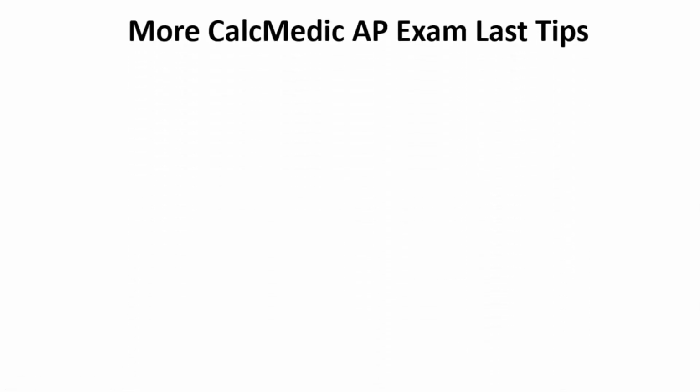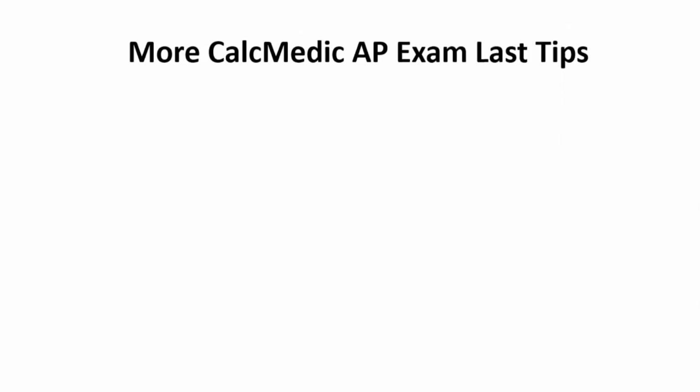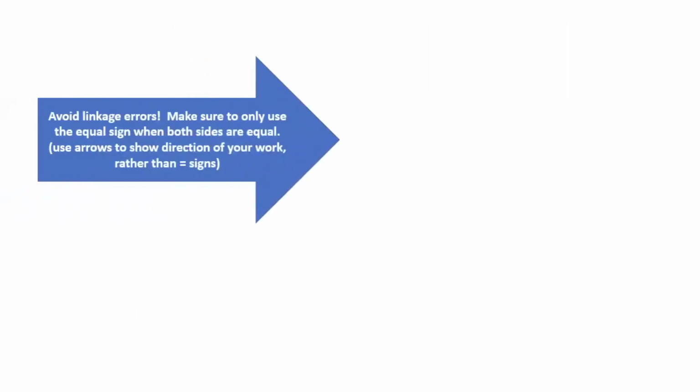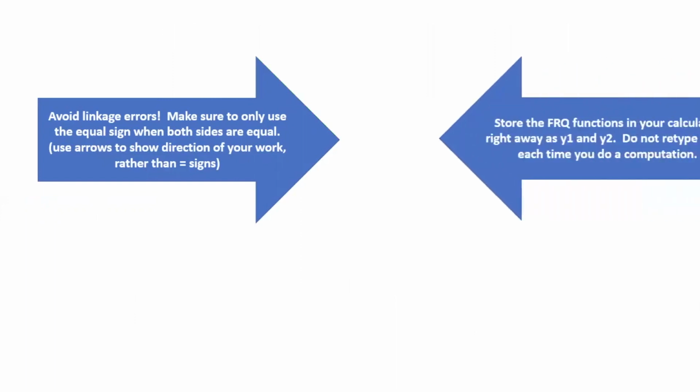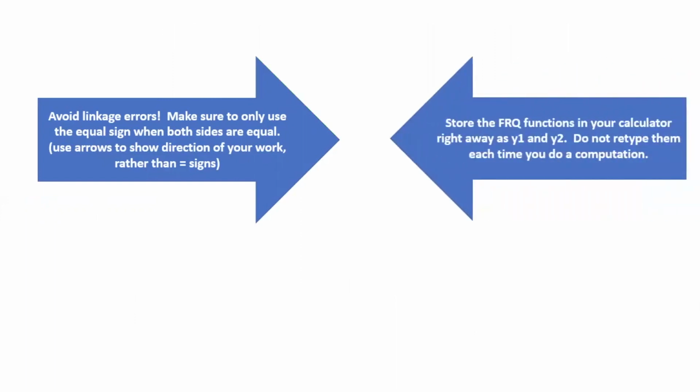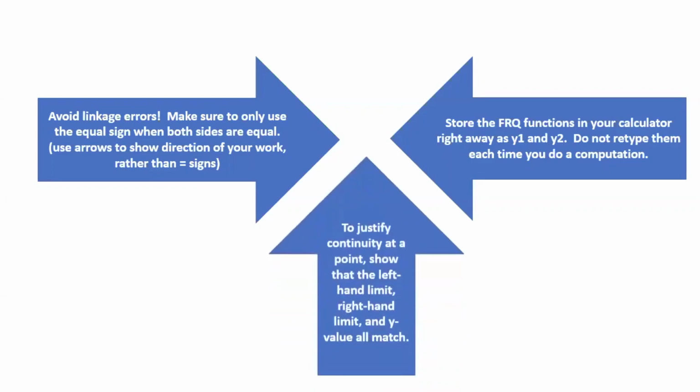And we're back for a few more CalcMedic Last Tips. Avoid linkage errors. Make sure to only use the equal sign when both sides are equal. Use arrows to show direction of your work rather than equal signs. Store the FRQ functions in your calculator right away as y1 and y2. Do not retype them each time you do a computation.